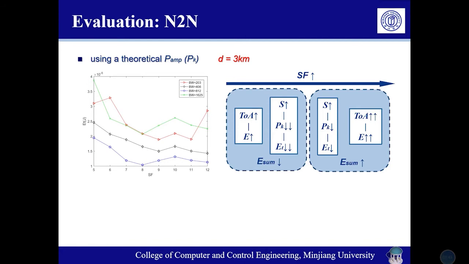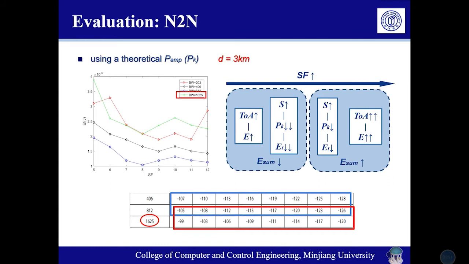However, when bandwidth takes the minimum of 1625 kHz, the overall energy consumption increases sharply. This is because the receiver sensitivity has a large drop and directly leads to an increase in transmission power consumption.